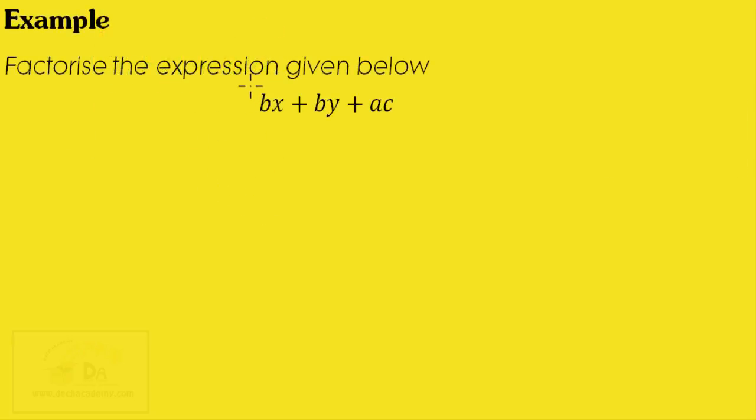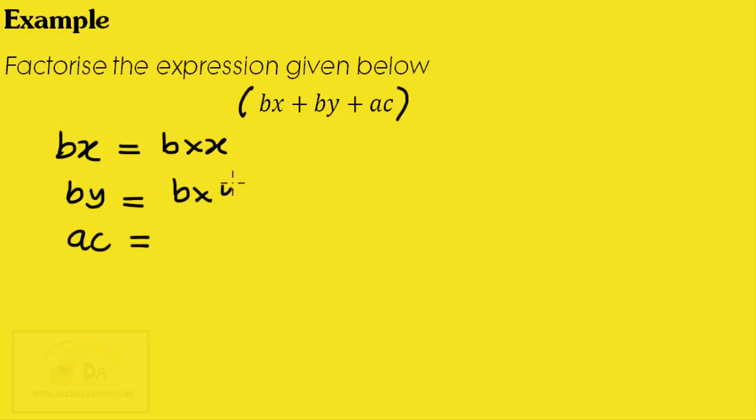Here's another expression that needs to be factorized: bx plus by plus ac. Now let's have a look at the common factors of the terms of this expression. bx as a product of its variables is b times x. It just involves variables. by is b times y. ac is a times c. You notice that only the first two terms have a common factor, b. x appears nowhere else, y appears nowhere else, a appears nowhere else, c appears nowhere else.